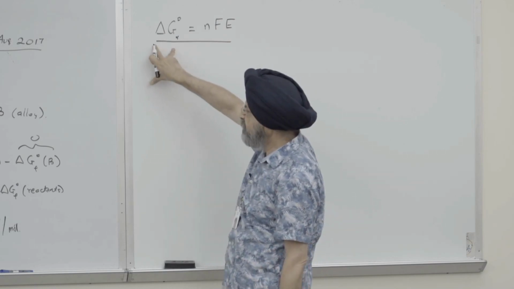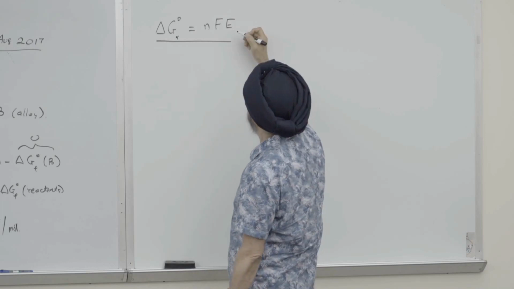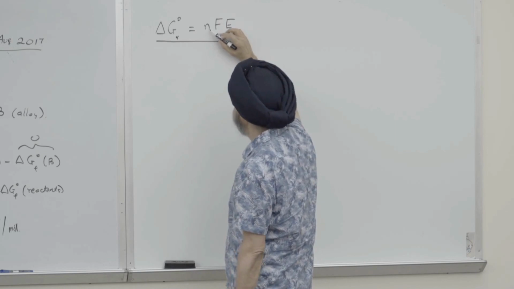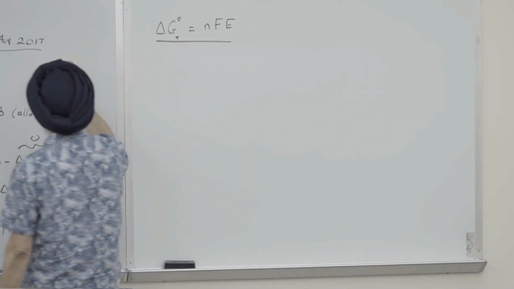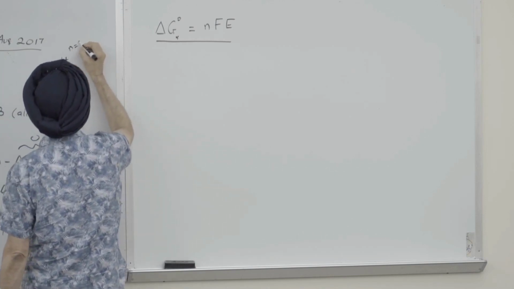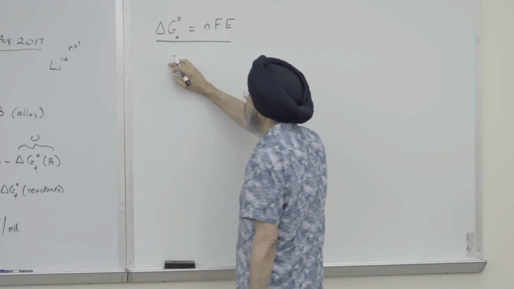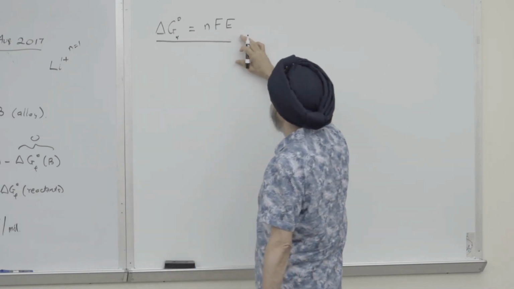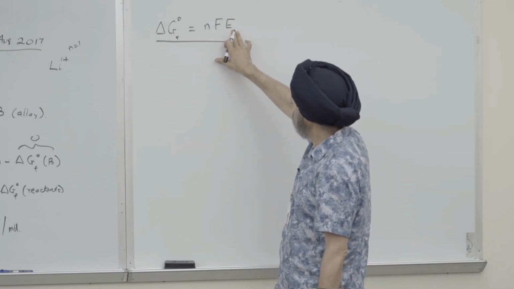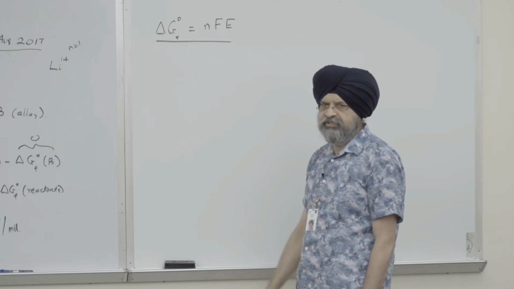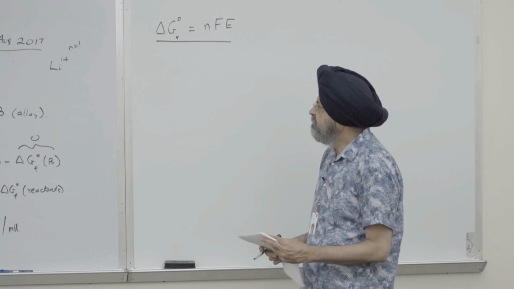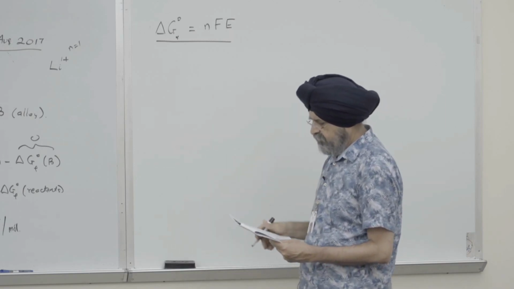If you know the Gibbs free energy of reaction, then F is Faraday's constant. You know F, you know N. For lithium ions, the charge is 1 plus, so N is equal to 1 for lithium ion batteries. This is a neat little relationship between the electrical open circuit potential and the Gibbs free energy. So let's discuss this and derive this equation.